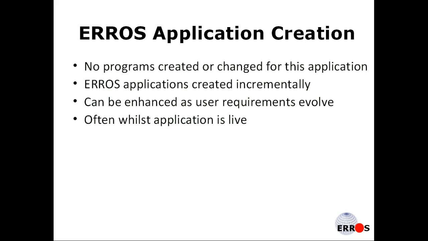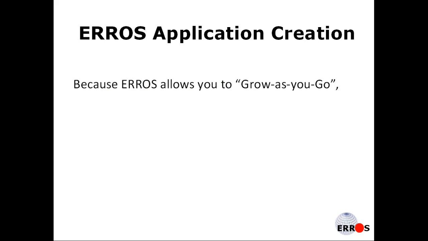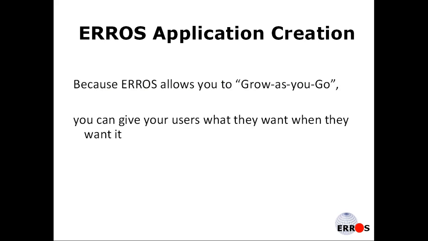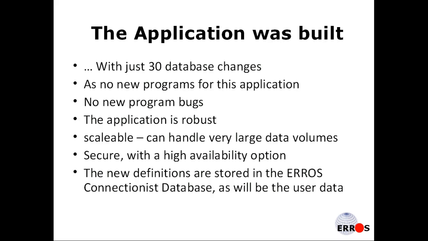ERROS applications are created incrementally. They can be enhanced as user requirements evolve, often whilst the application is live, as I will demonstrate. Because ERROS allows you to grow as you go, you can give your users what they want, when they want it. The whole process of extending the business model, creating the application, and authorizing it was achieved with only 30 database changes. That means that I clicked on the Add and Connect buttons just 30 times to update the data and application definitions which are stored in the ERROS Connectionist Database, as will be the user data.